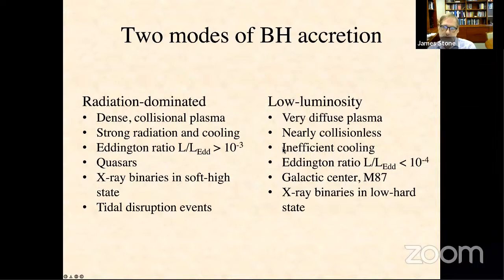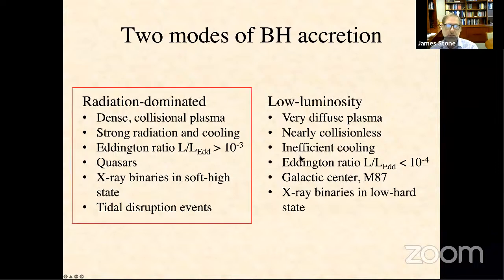And this typically occurs when the Eddington ratio is very, very, very small, say 10 to the minus 4 or less. And it turns out that the galactic center and M87, the two sources that the EHT is observing, is in this low luminosity state. And the physics there is very different because it's really collisionless plasma physics. And my focus today will be on the radiation-dominated case, where we need to include the radiation field along with the plasma physics. And that's really aimed towards these high luminosity sources.